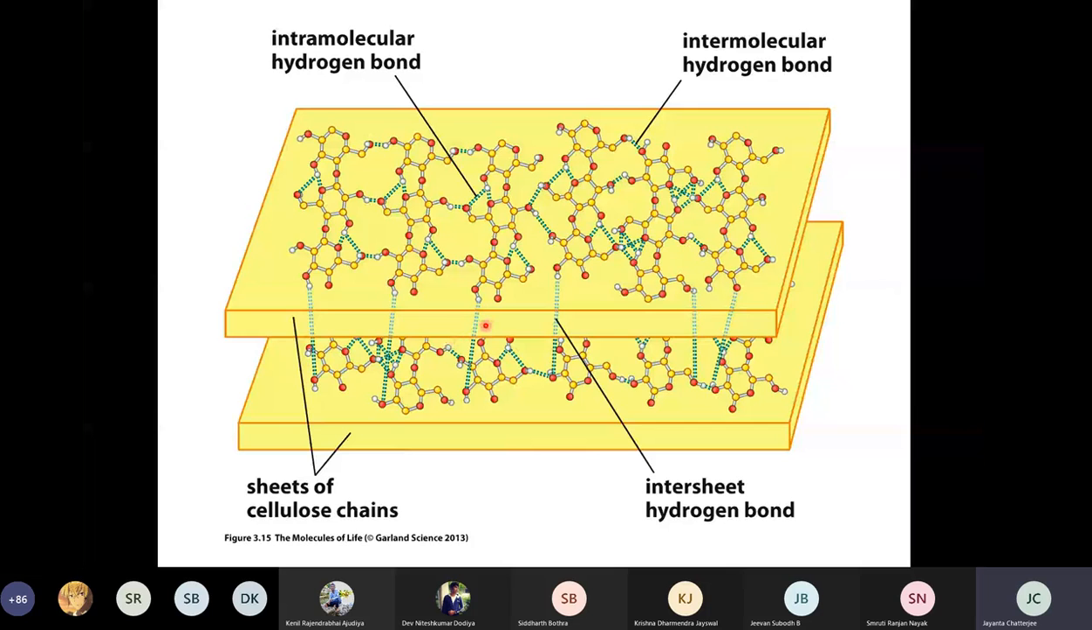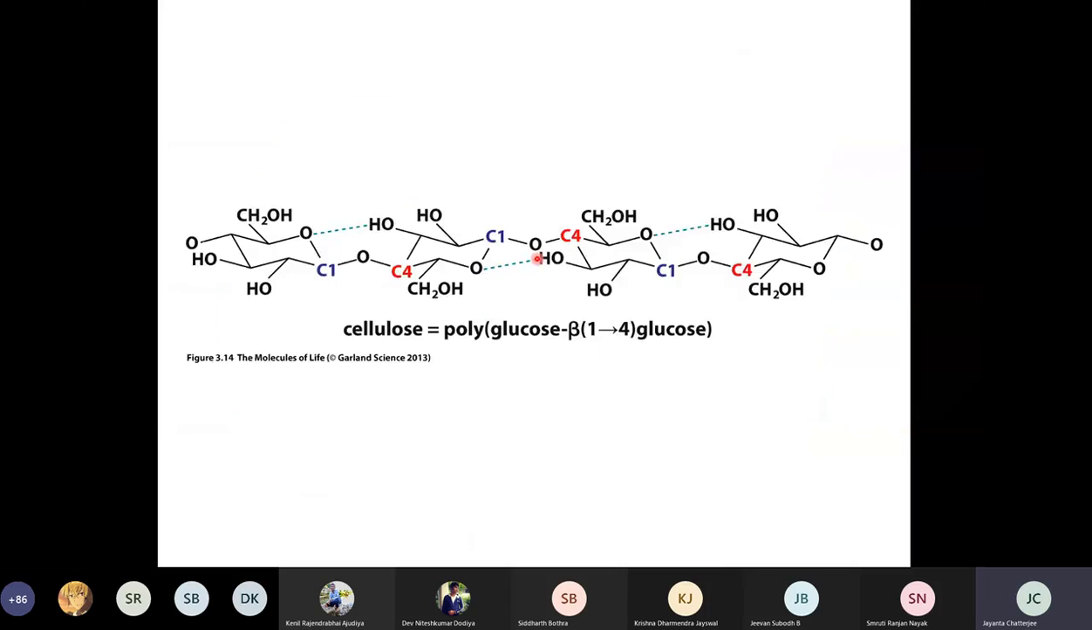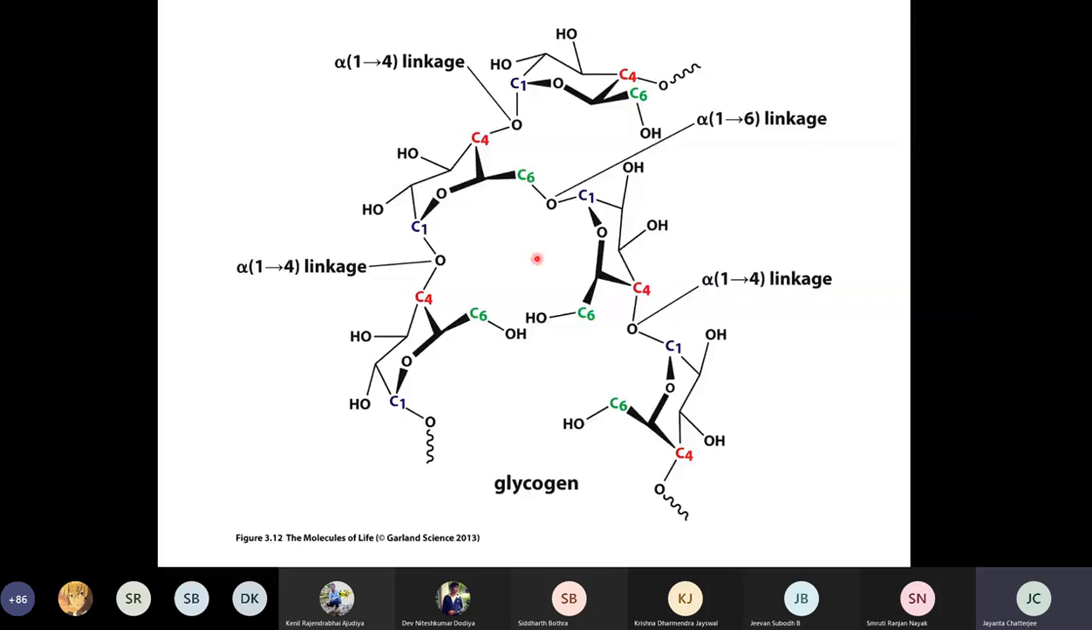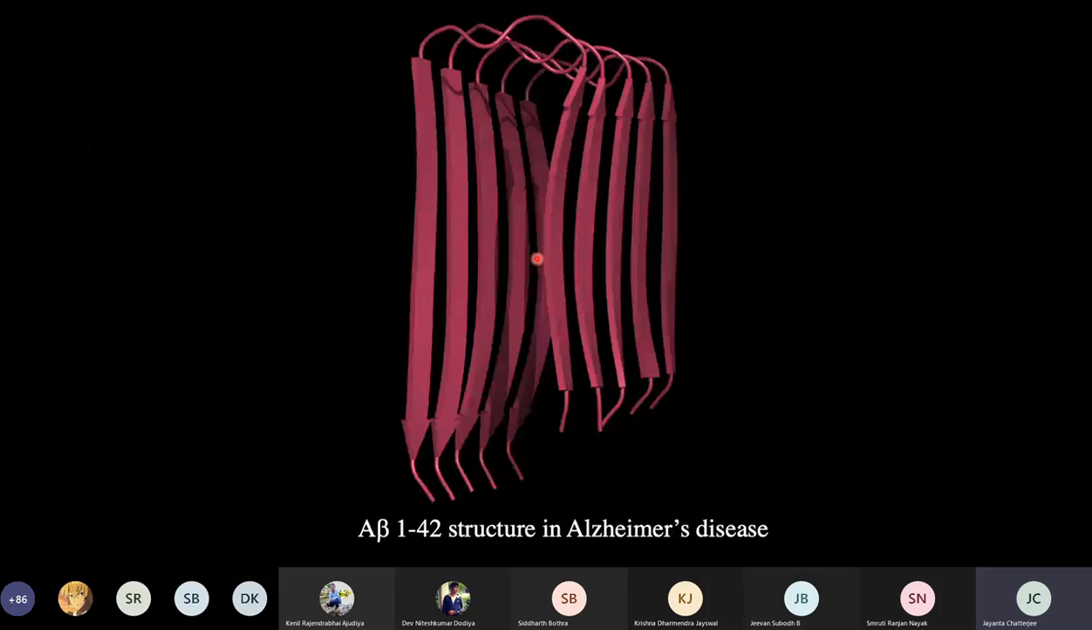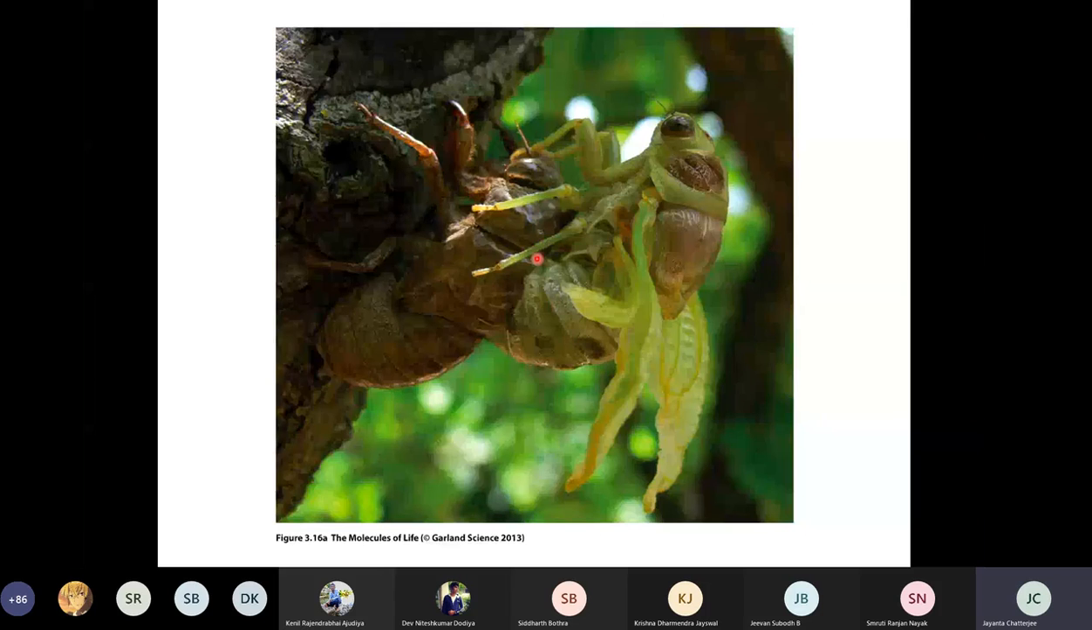So this is what is called cooperativity, meaning that many of these hydrogen bonds come together and give the molecule its very hard property, as opposed to glycogen, or amylose, or cyclodextrin. All right. So okay, I will discuss this later. We'll come to something else.